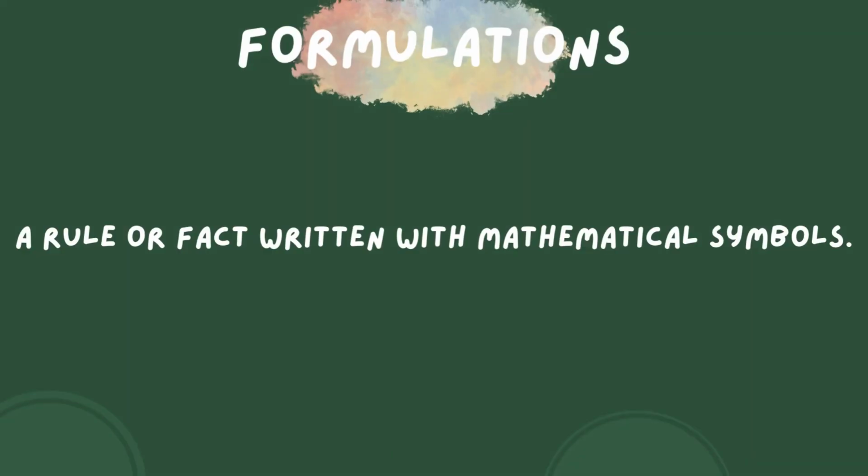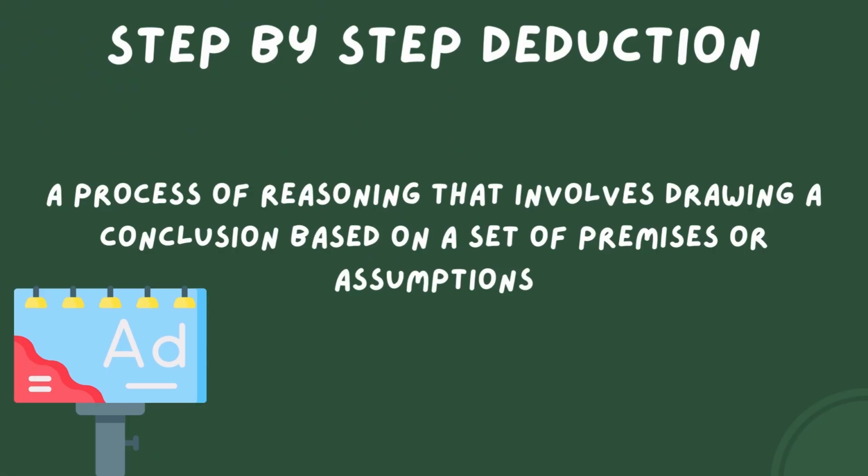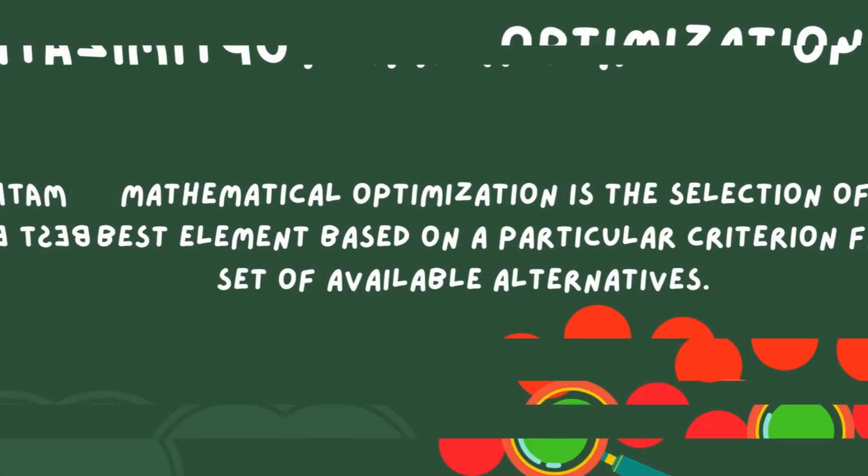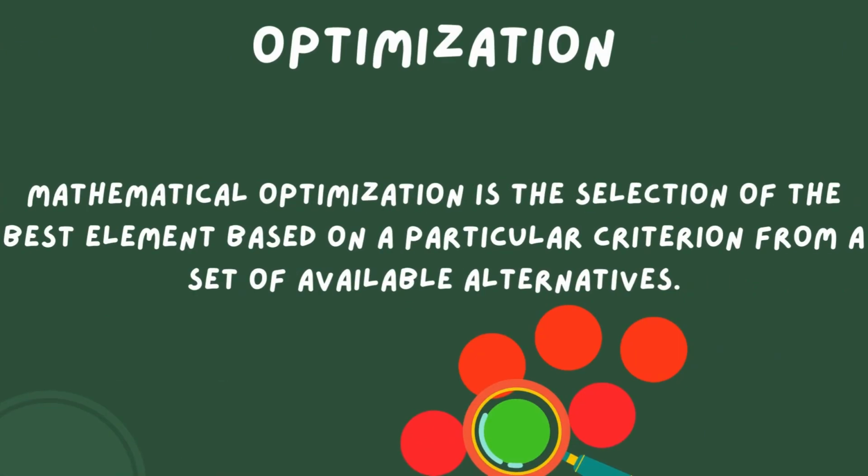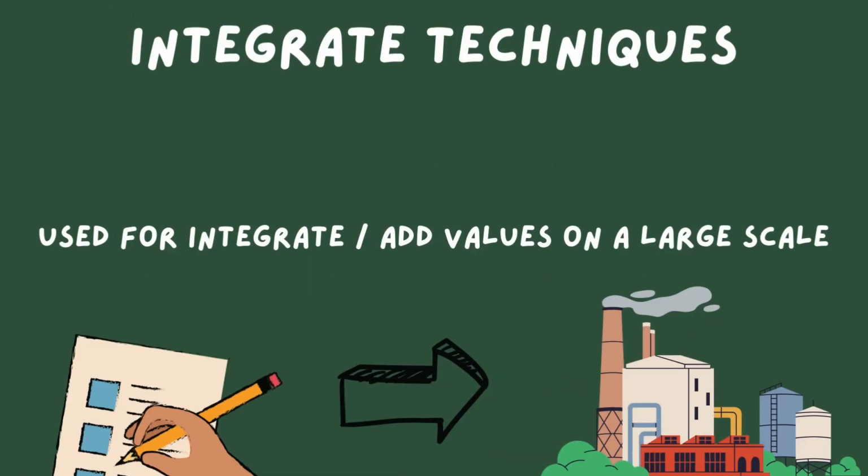Formulations, a rule or fact written with mathematical symbols. Step-by-step deduction, a process of reasoning that involves drawing a conclusion based on a set of premises or assumptions. Optimization. Mathematical optimization is a selection of the best element based on a particular criterion from a set of available alternatives. Integration techniques used for integrating and adding values on a larger scale.